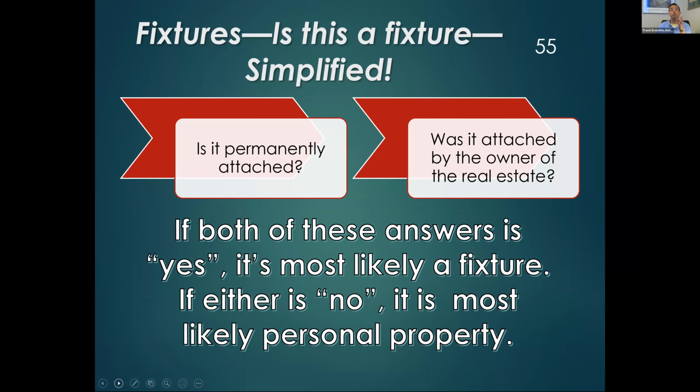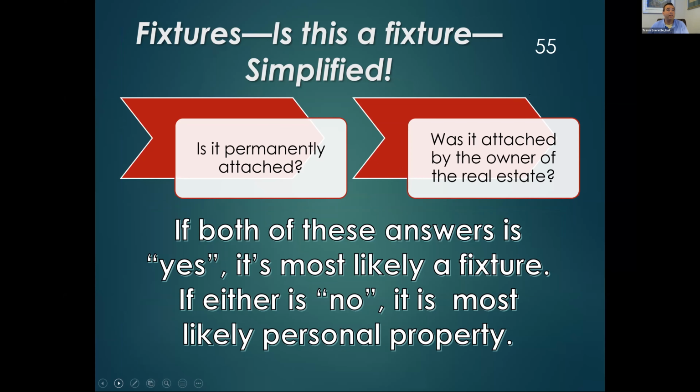To the second question. When you go to the second question, was it attached by the owner of the property? You only ask this question if the answer to the first question was yes. You only bother to ask this question at all if the answer to the first question was yes. If the first question is yes, it's permanently attached.